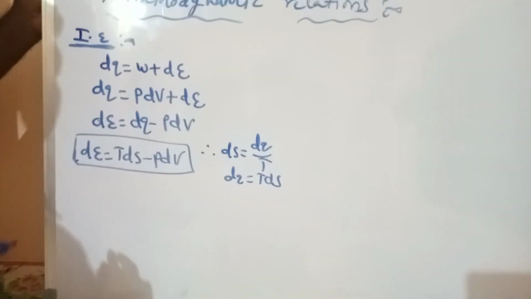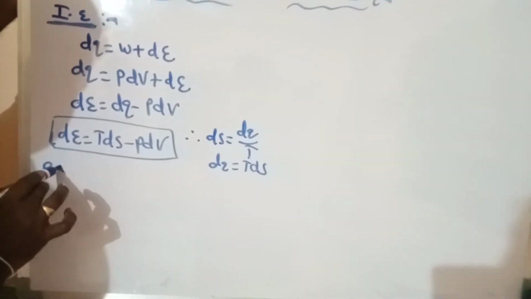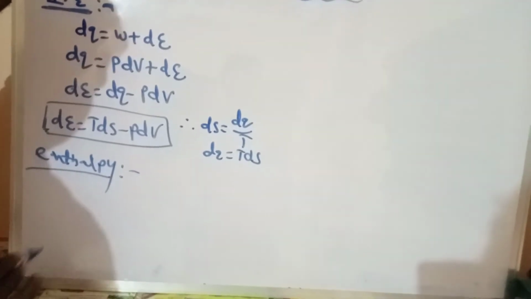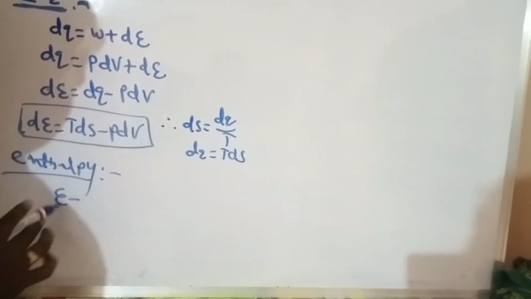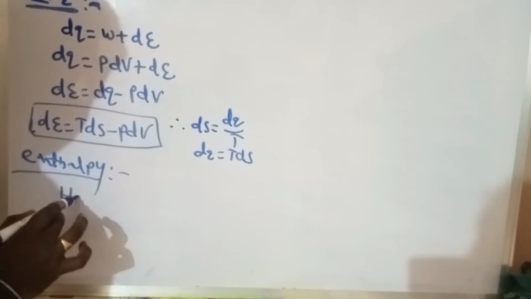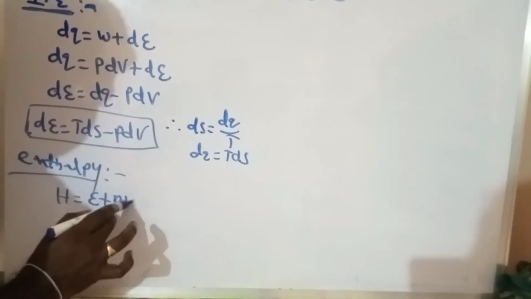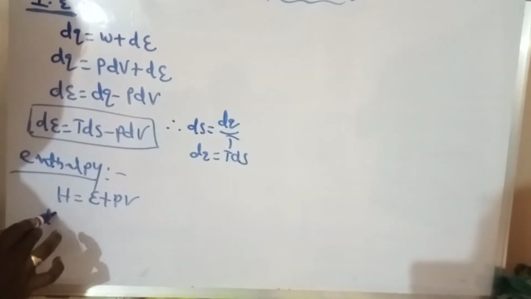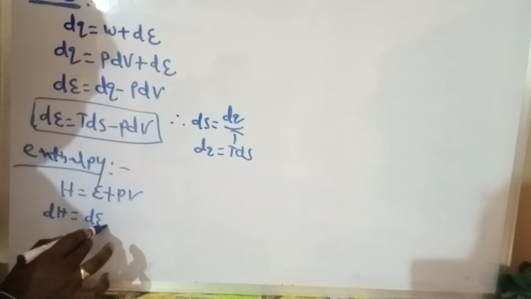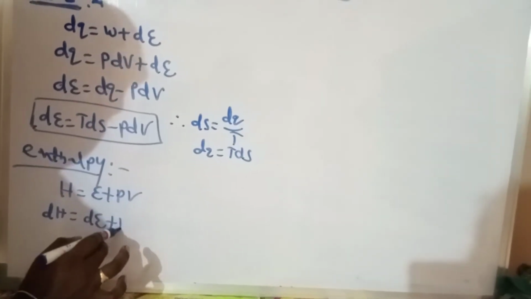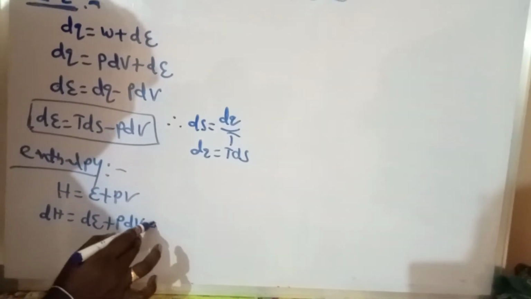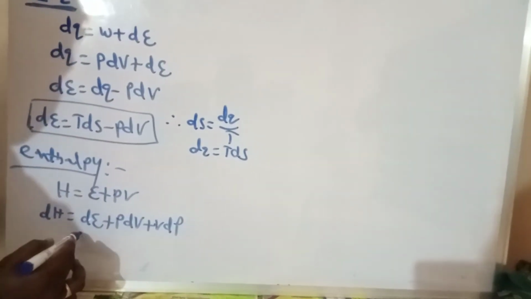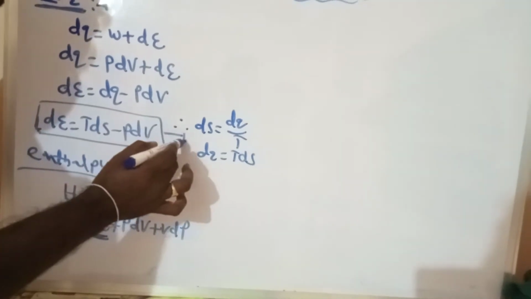Next, we want enthalpy. The enthalpy basic equation is H is equal to E plus PV. Differentiating both sides, dH is equal to dE plus PdV plus VdP. The dE is there, already we have it. This is equation number 1.